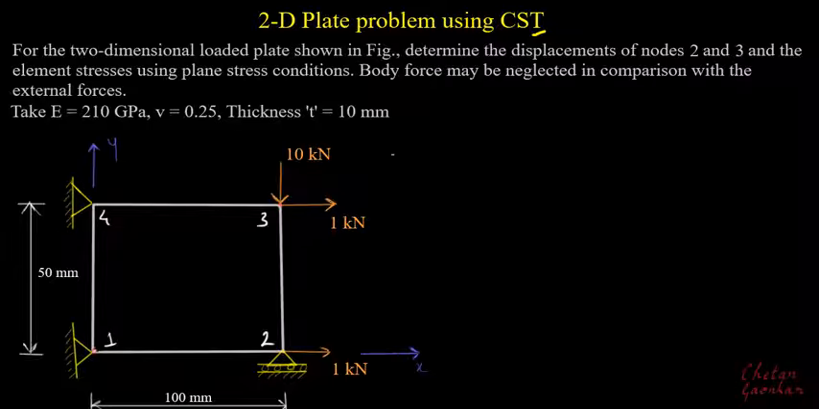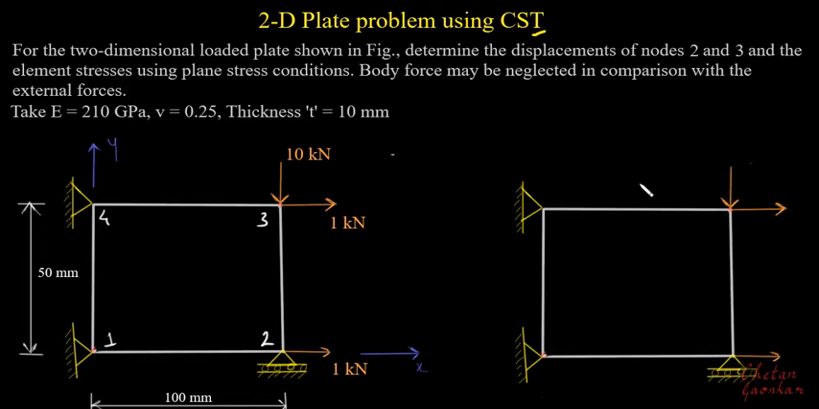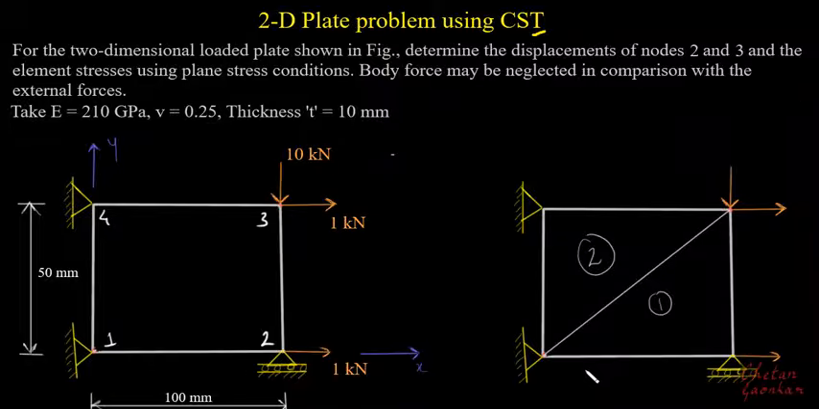So the step one is to discretize the given geometry, and to do that what we can do is we will discretize this plate into two CST elements, and I can do that by this way. So what I will do is I will call this as my element 1, whereas this as my element 2, and then this node number will remain same. This will be node 1, this will be node 2, this will be node 3, and this will be node 4. These are global nodes, these numberings are in global coordinate system.